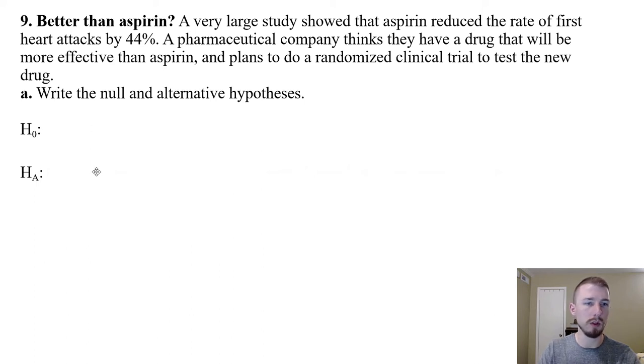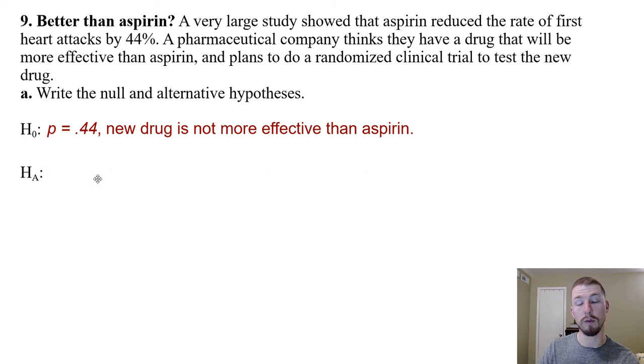So if aspirin reduces the rate of heart attacks by 44%, and the company is claiming that their drug reduces it by more than 44%, our null hypothesis is going to be that there was no change or that it was not effective. So it would be that the drug does not reduce heart attacks by more than 44%. It's no better than aspirin in that case. So basically we're assuming innocent until proven guilty. So that would be that the proportion is still 44%, meaning that the new drug is not more effective than aspirin at reducing the rates of heart attack.